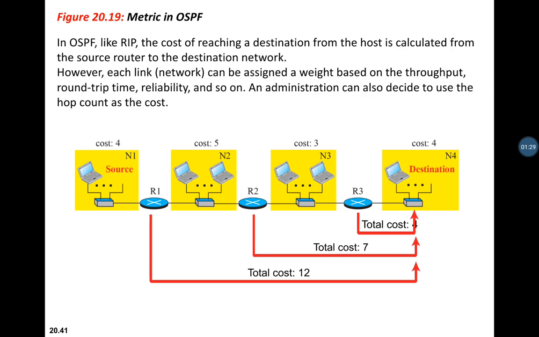From the network N1, the total cost is 5 plus 3 plus 4, that is 12. From router R2, the total cost is 4 plus 3, which is 7. From router R3, the total cost is 4. So here the total cost is calculated from the source router to the destination network. The cost of reaching the destination with respect to each network is shown here.